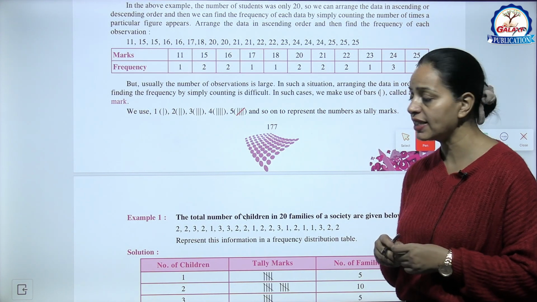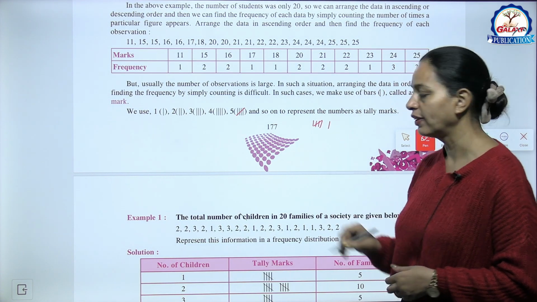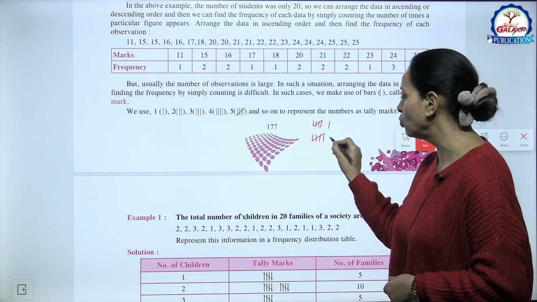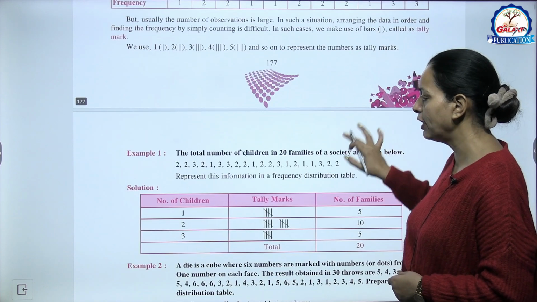If we have 6, how will we write 6? 5 and 1, that is 6. For 7, 5 and 2, that is 7. Okay, so like this we can write any number.